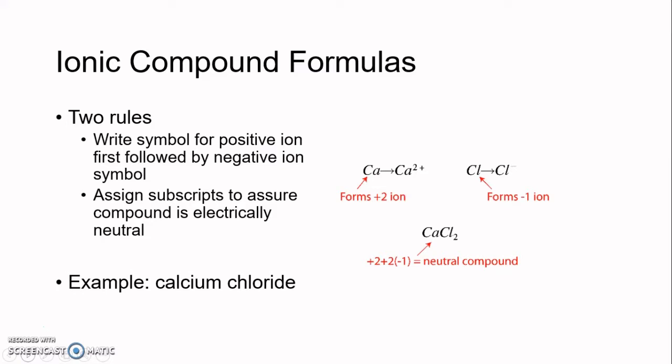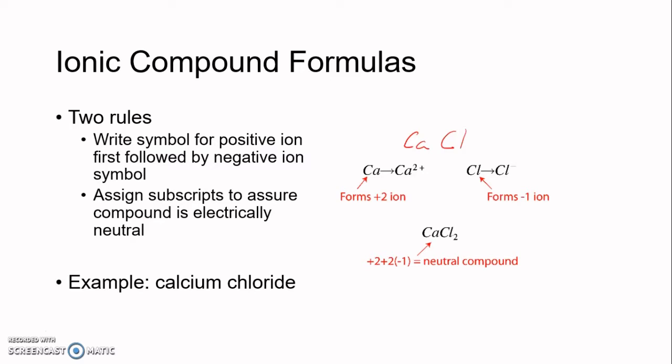When we name ions, well, let's get to naming in just a second. First of all, when we write out the formulas, we always follow this rule. Write the symbol for the positive ion first, and then the negative ion second. So in this example, we have calcium, which becomes a +2 ion, and chlorine, which becomes a -1 ion. So we would start by writing first the metal, and second the non-metal.